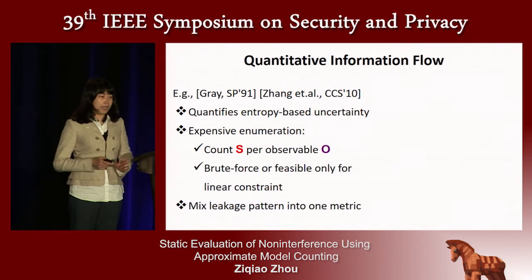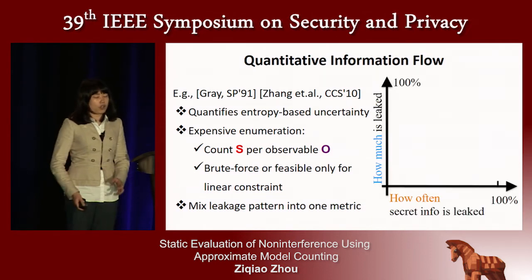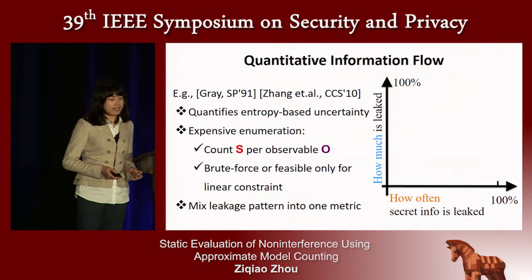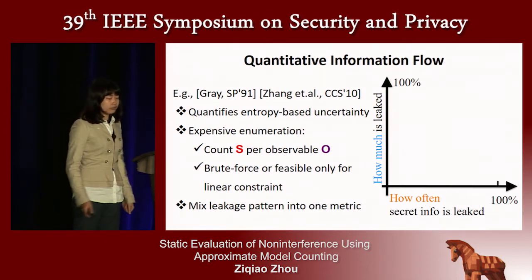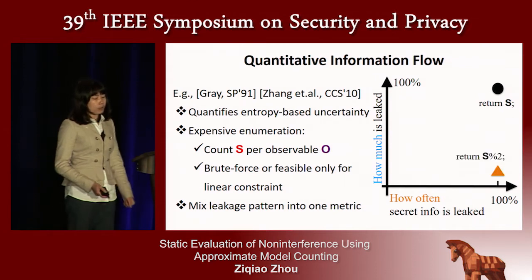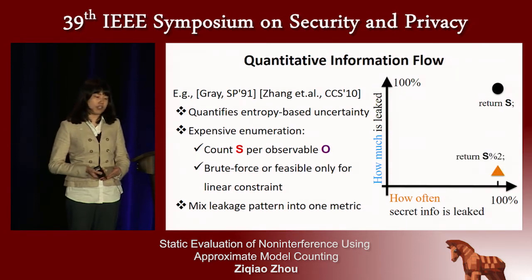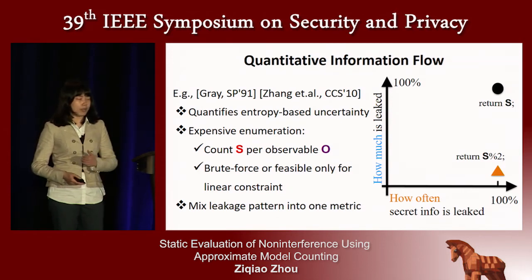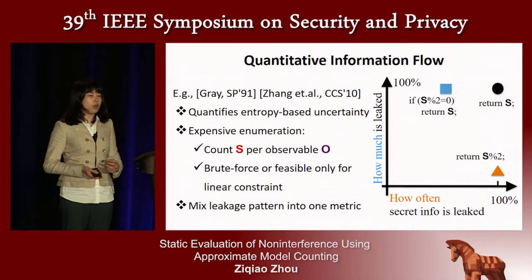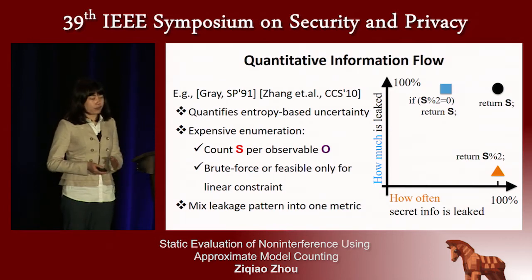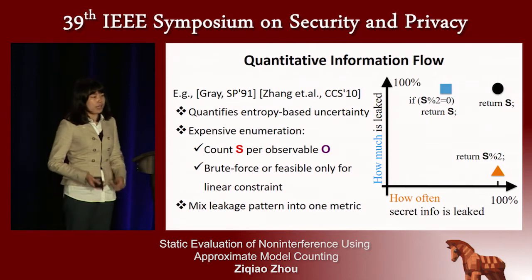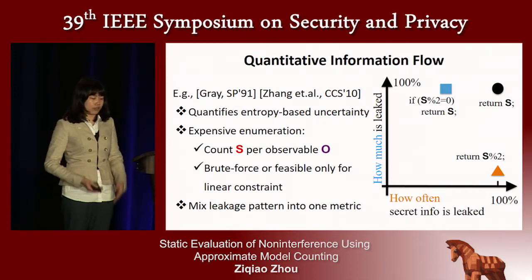linkage, which usually mixes the linkage pattern into one metric, because developers may want to understand linkage in different aspects. They may want to know how often the secret will be linked and how much information is linked about the secret. For example, you may have a procedure that directly returns the secret value, so both dimensions will be maximized. You may also have a procedure that tells you whether the secret is even or odd. For this procedure, only one dimension will be maximized, and the other is not that high. You may also have a procedure that reveals the complete secret value only when the secret is even. Those three procedures link information in different patterns. If you use entropy-based measures, they will mix those patterns into one metric.